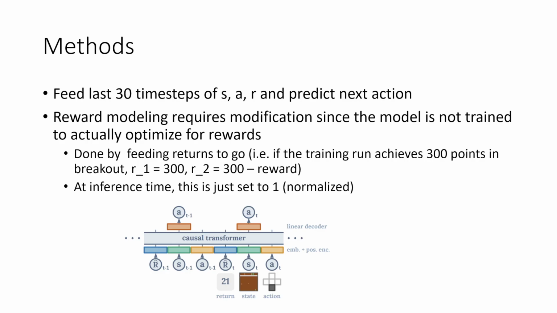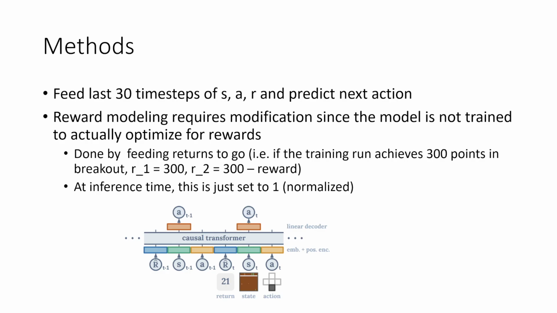So if I have a Breakout run that goes and achieves 300 points, at every step you go through, you're going to say, here's the state, action, reward, or the 30 state, action, rewards, and each return is going to be decremented by the reward given at that time step. So if you take an action and you get a +1 reward, then your next R hat is going to be 299 rather than 300. And so at inference time you can just set it to the highest, or 1, if you're normalizing it.